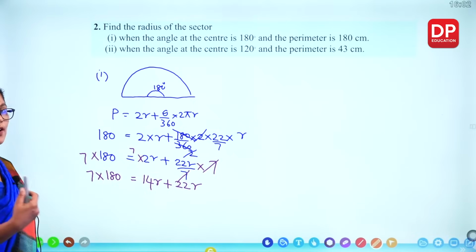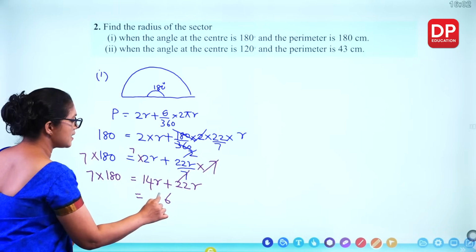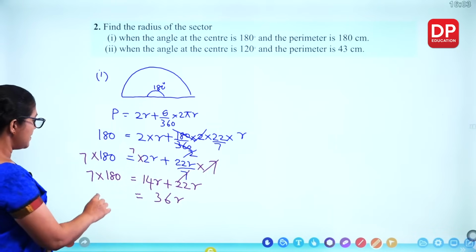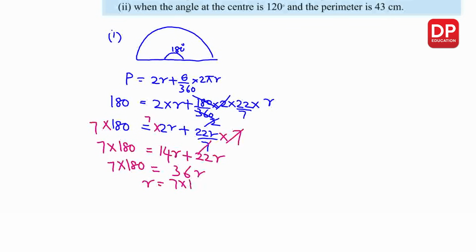Simplify the left hand side because you get like terms. What do you get? 14 plus 22, you get 36r is equal to 7 times 180. So what is r? 7 times 180 divided by 36. Now simplify. You can divide by 9. 9 times 4, 9 times 2. So 20 divided by 4, you get 5. 7 times 5, you get 35. What's the unit here? Centimeters for the radius.